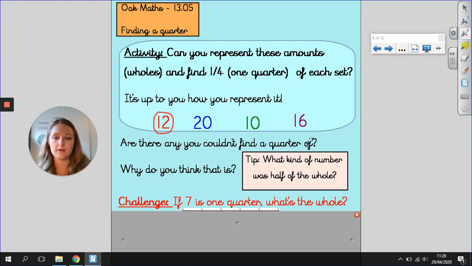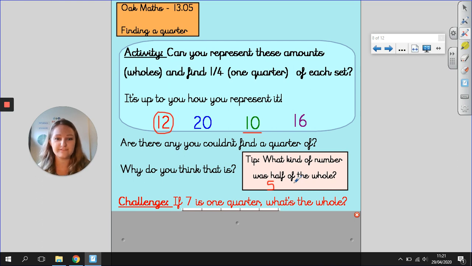So if you've had a go at representing these 4 different wholes, were there any that you couldn't find 1/4 of? Why do you think that is? So I would suggest that you might have not been able to find 1/4 of 10. Why do you think you can't find 1/4 of 10? And I've given you a tip here. What kind of number was half of the whole? Well, half of this whole, 10, finding half gives us 5.